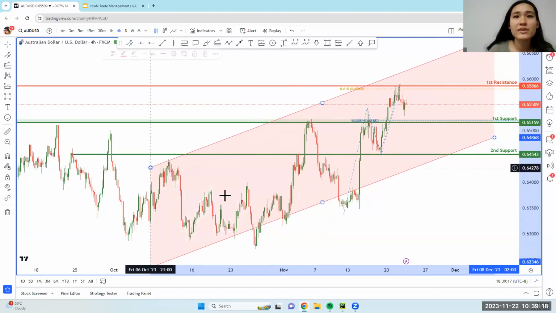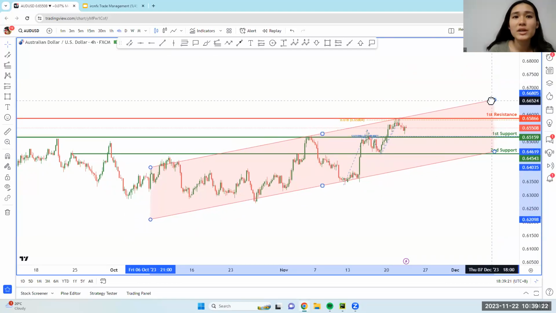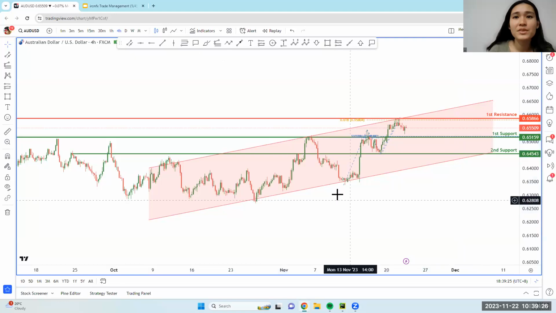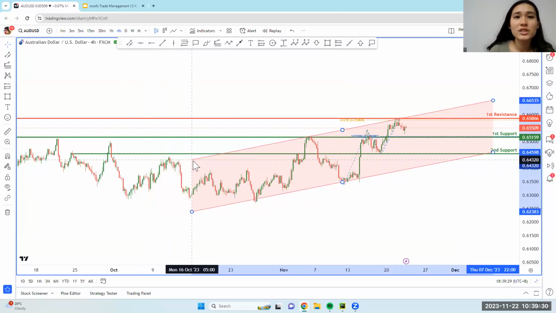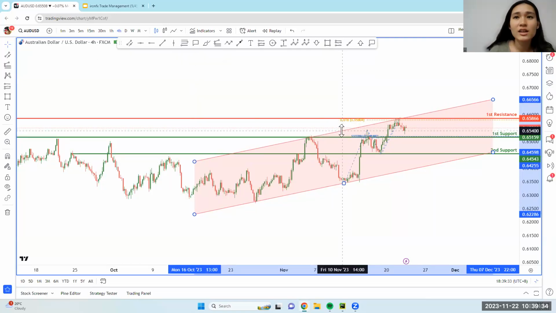Let me just see if we have a trend channel here. I might have missed it. Yeah. Okay, so we have an ascending trend channel here. The trend line that I drew earlier was incorrect, and I didn't realize it until now.